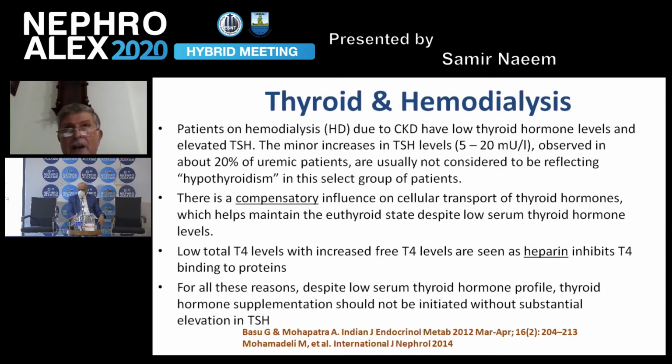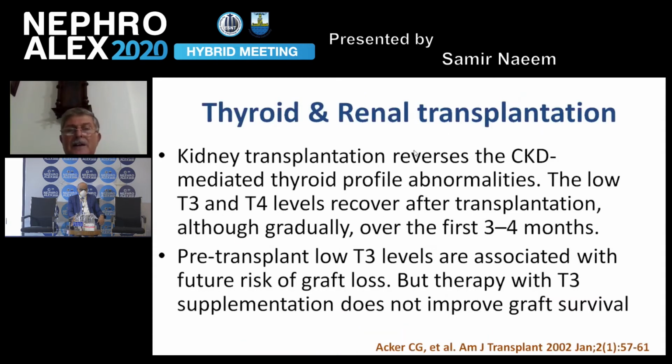You don't have to wait to have a TSH higher than 20 because improvement of GFR will occur with thyroxine treatment. The second effect is renal transplantation on the thyroid. Kidney transplantation reverses all the effects I did mention. So the low T3 and T4 and the high TSH are corrected, but it takes about 3 to 4 months. And the low T3 pre-transplantation has been associated with a high risk of graft loss. But despite this, giving thyroxine to this patient will not improve the graft survival.